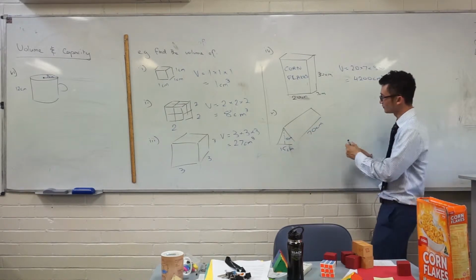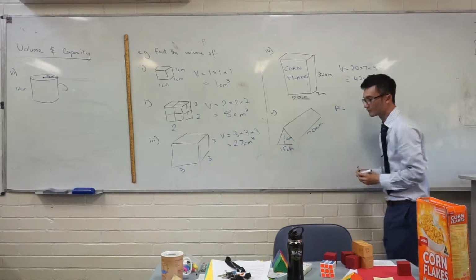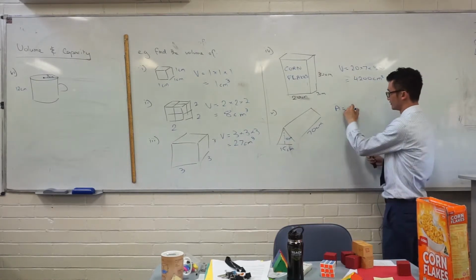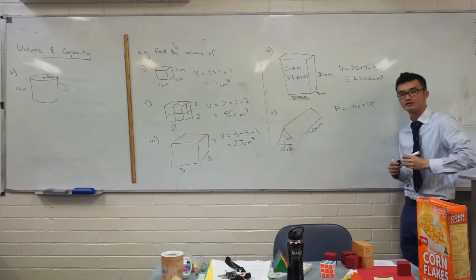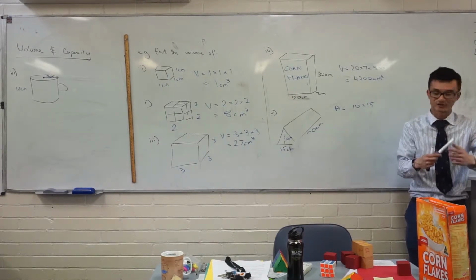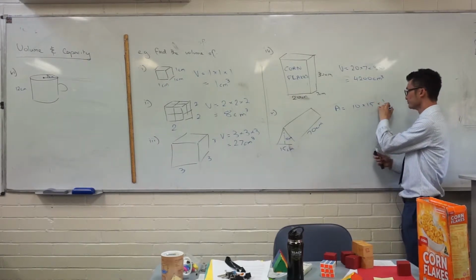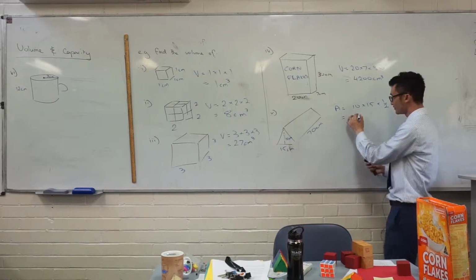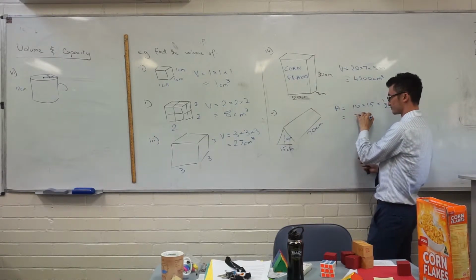So the area, 10 times 15. 10 times 15? Yeah, it's 150. Is that it? No, you have to times it by half. Ah, okay. So we have to multiply it by half. Which means, what is that? 75. And then we times it by 70.